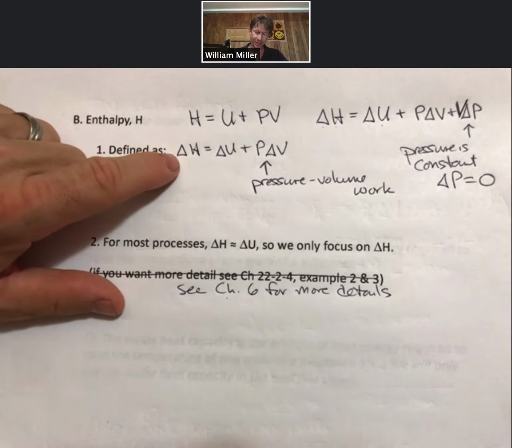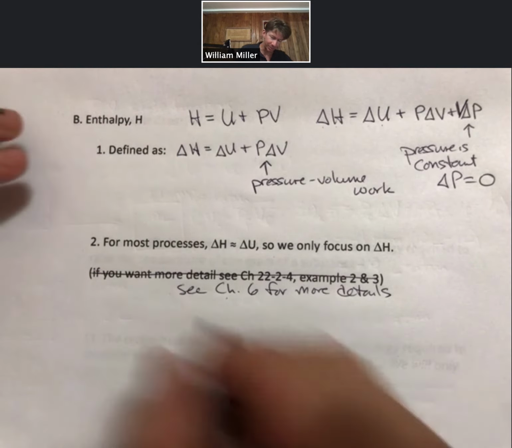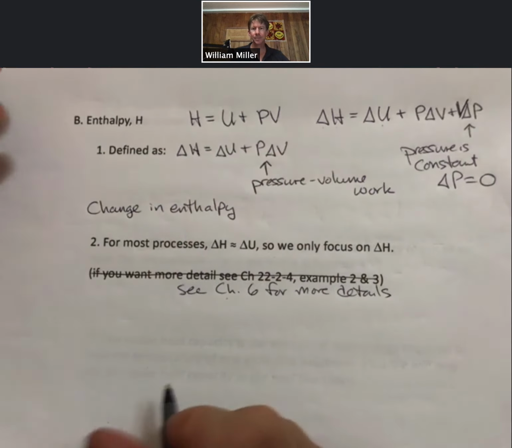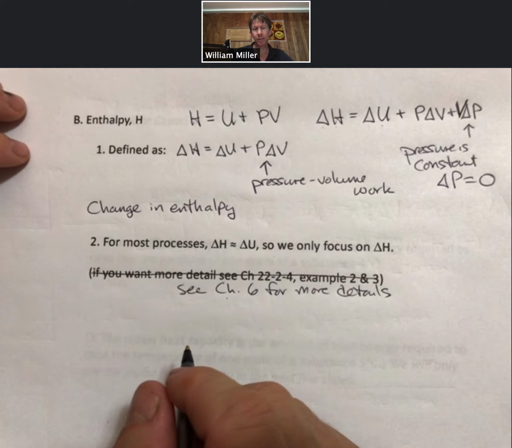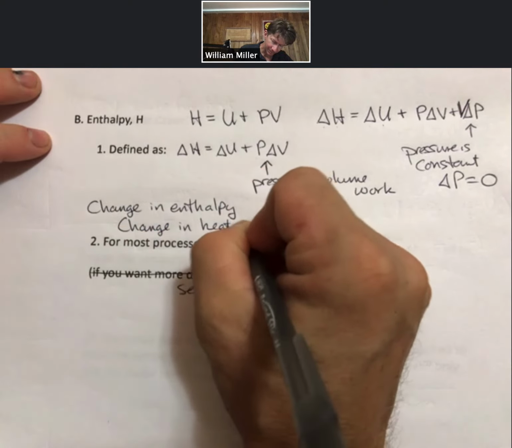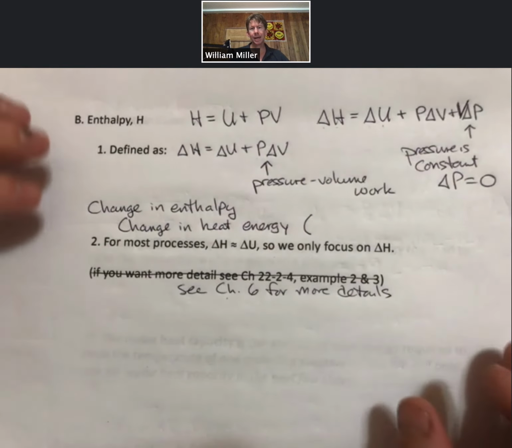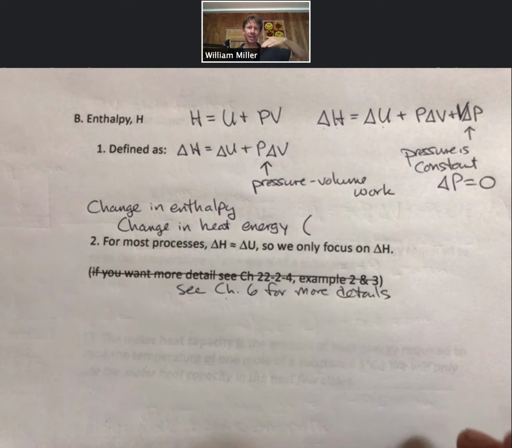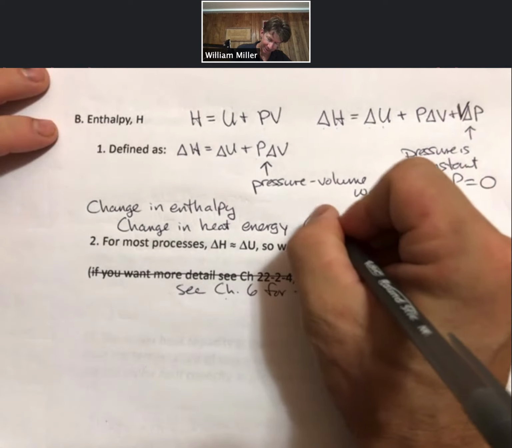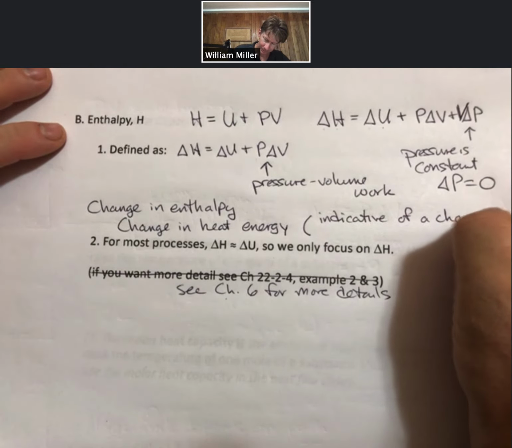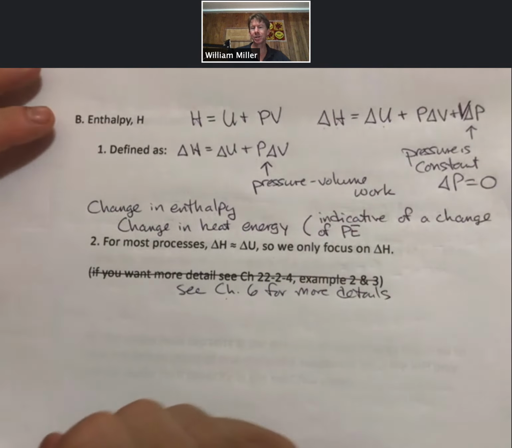So now this, its formal name is the change in enthalpy. And its working definition, or its working name, is going to be the change in heat energy. And the change in heat energy is going to be significant because that heat energy, either given off or taken in, will be indicative of a change in potential energy, where potential energy is PE of the system.